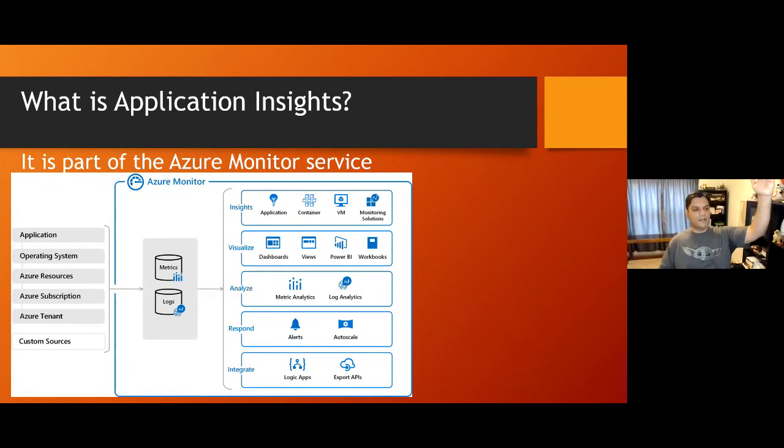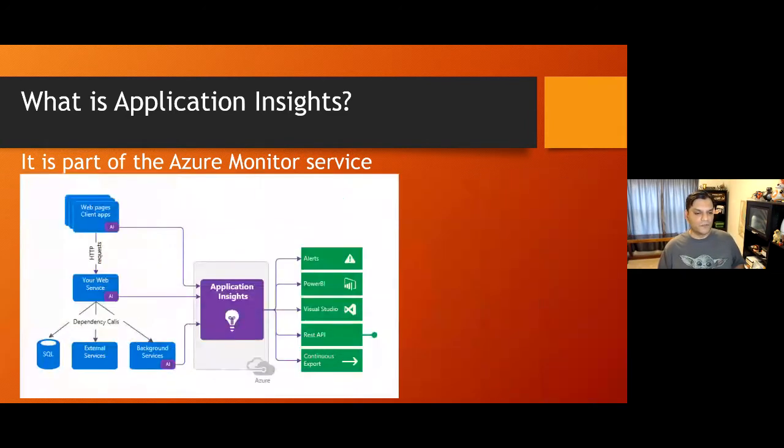As you can see, it helps to pull out information about applications, operating systems, tenants, resources, and it stores it in two separate ways. It stores the metrics in one storage place, and the logs in another storage place. Again, something you don't need to know, it's just nice for you to understand how it works. And then once you have all of this data that it collects, you have the functionality to get insights right down to the application level. It also gives you out-of-the-box visualizations, which I'll demonstrate to you, and gives you the ability to analyze, respond, and integrate, and so on and so forth.